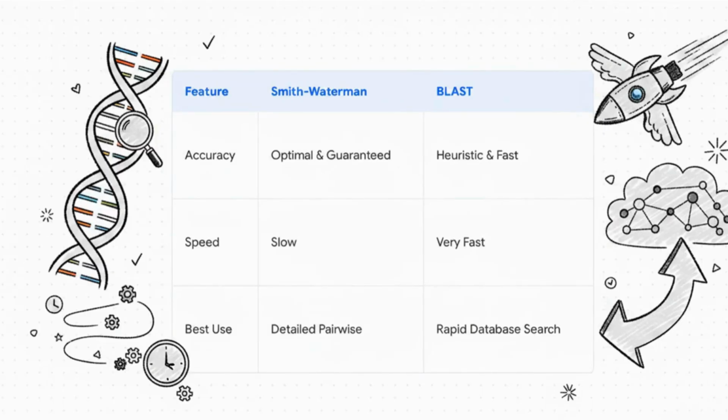Now I know what some of you are thinking. Hey, isn't this what BLAST is for? And yeah, that's a fantastic question. Here's the difference. Smith-Waterman is the perfectionist. It is guaranteed to find the absolute best, most mathematically perfect local alignment. It's the gold standard for accuracy, but it's slow. BLAST is the speed demon. It uses some clever shortcuts to search massive databases incredibly fast, but it's an approximation. So you can think of it like this. Smith-Waterman is the detailed, careful detective, while BLAST is the lightning-fast search engine.